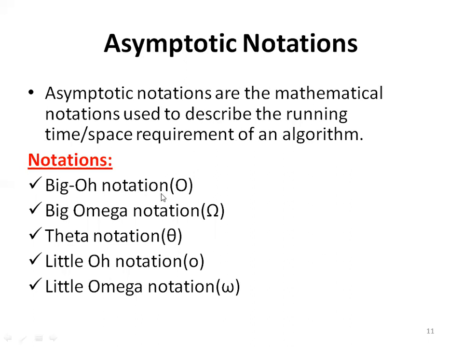First notation is big O notation, and it is the symbol big O. Then big omega notation, this is the symbol. Theta notation, this is the symbol for theta notation. Then little o notation, this is the symbol for little o notation. Then little omega notation, this is the symbol for little omega notation. I will discuss these three in this video: big O notation, big omega notation, and theta notation. And these two notations I'll discuss later.